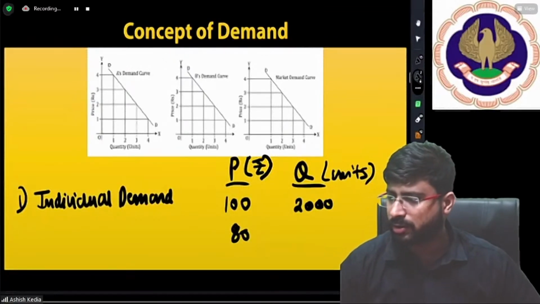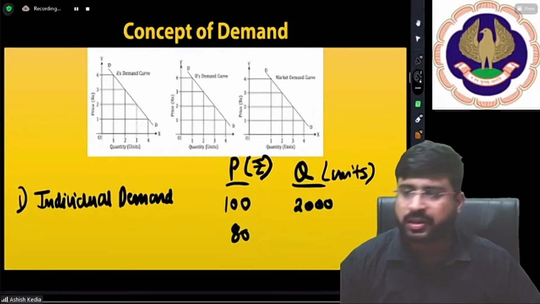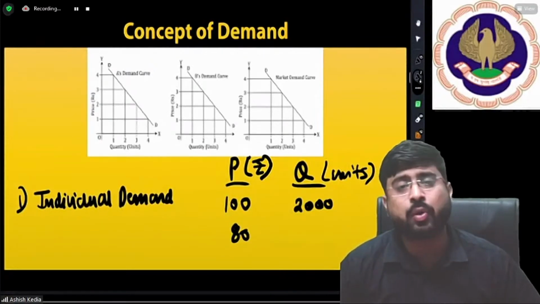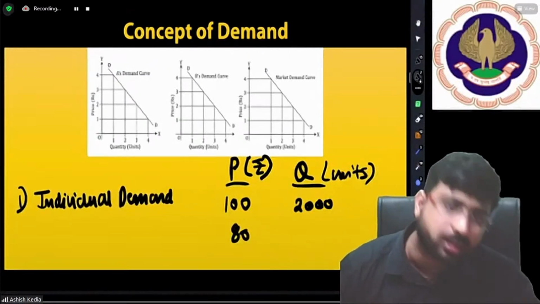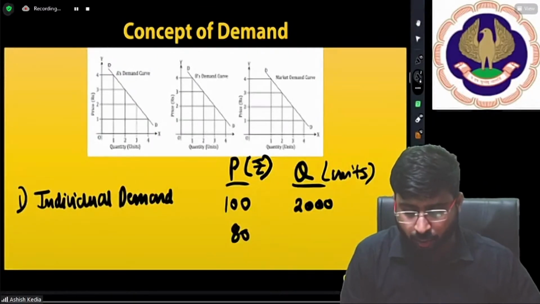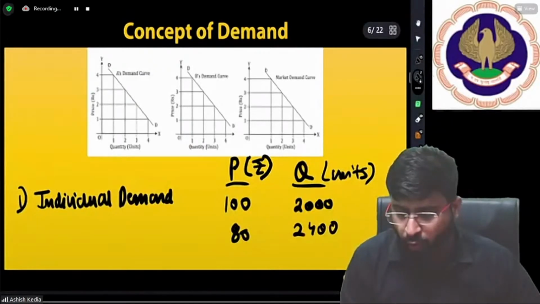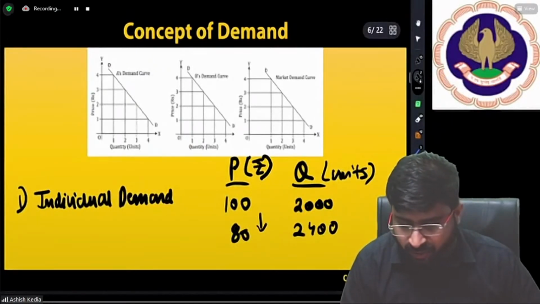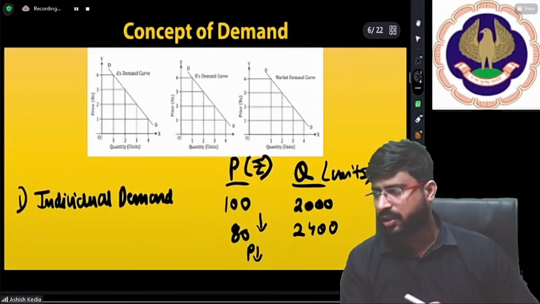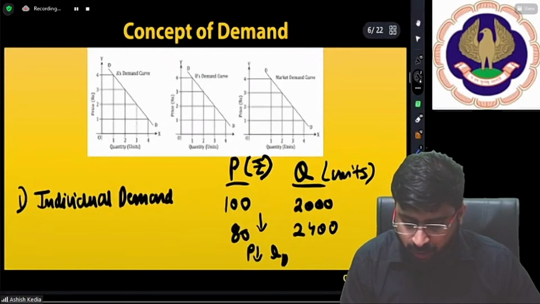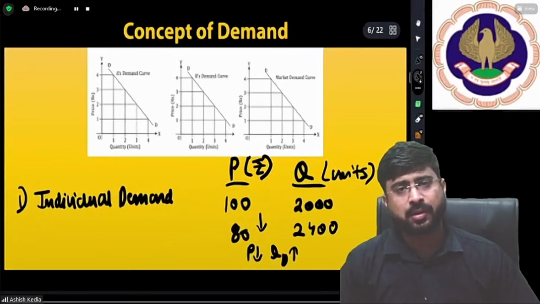Yes sir, you all are correct when you tell me that we feel the quantity demanded will rise here as the price is falling. You are absolutely correct in saying so. So let's say it goes to 2400 units. See, when price falls, quantity demanded rises. You all understand it, right? When price falls, quantity demanded rises.